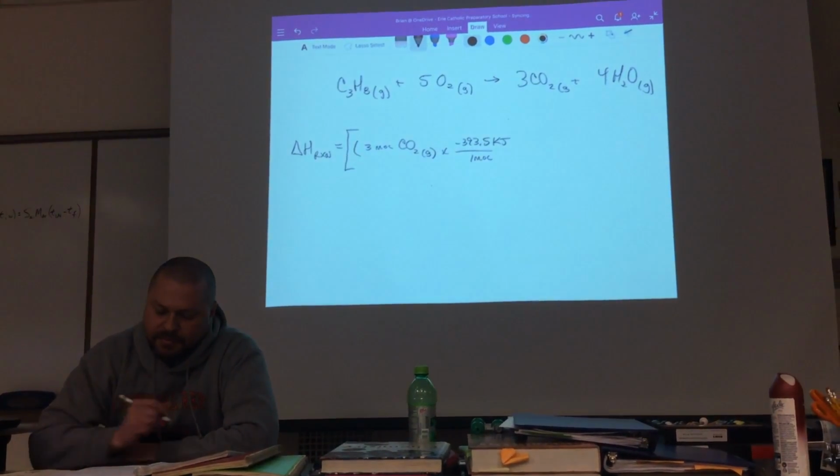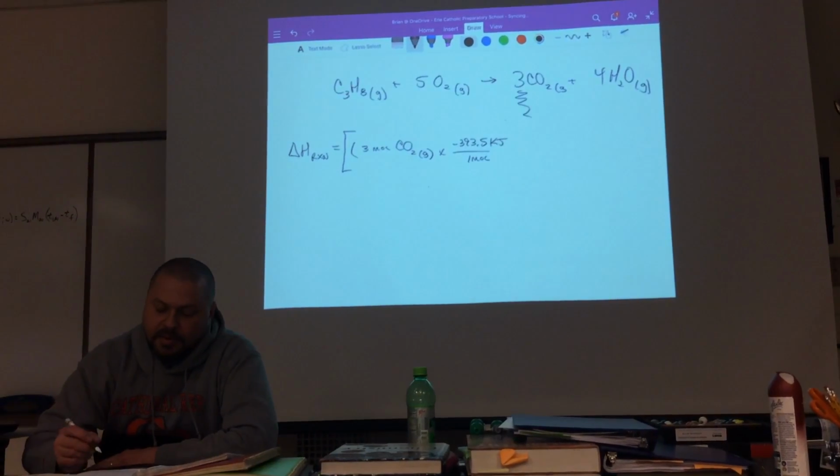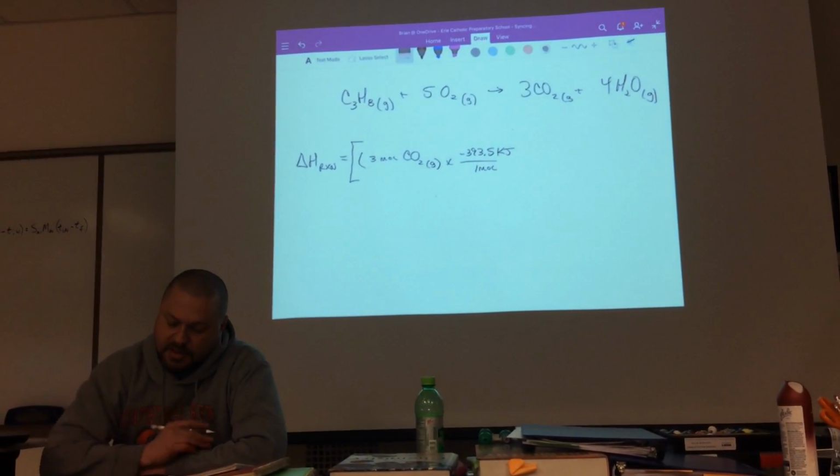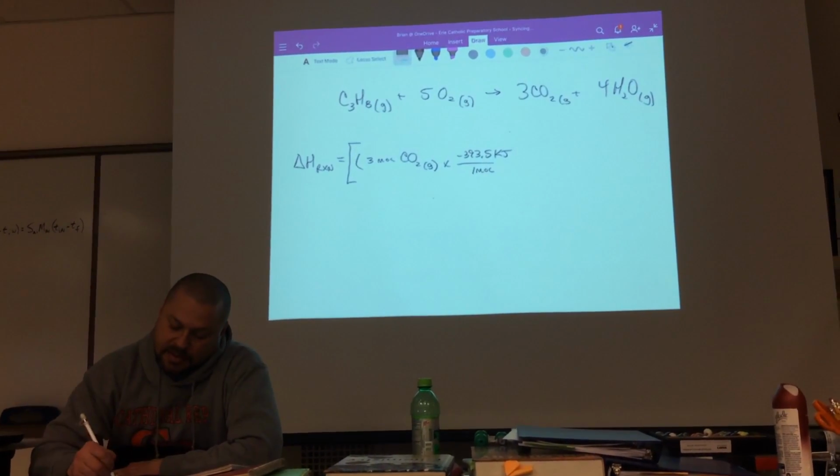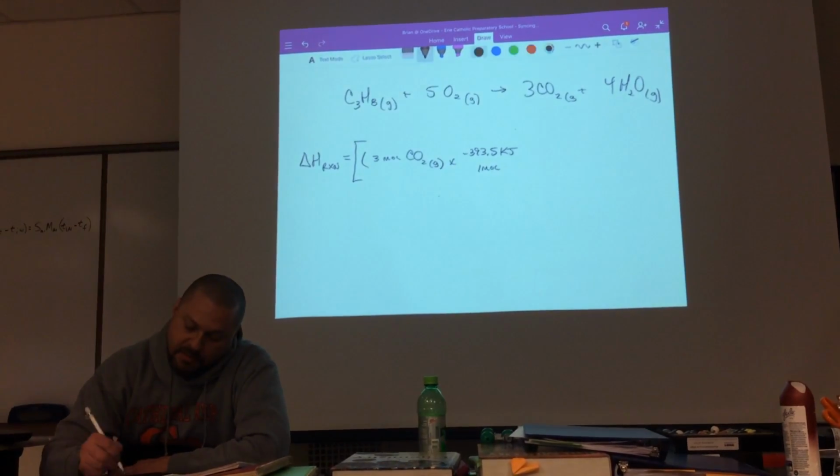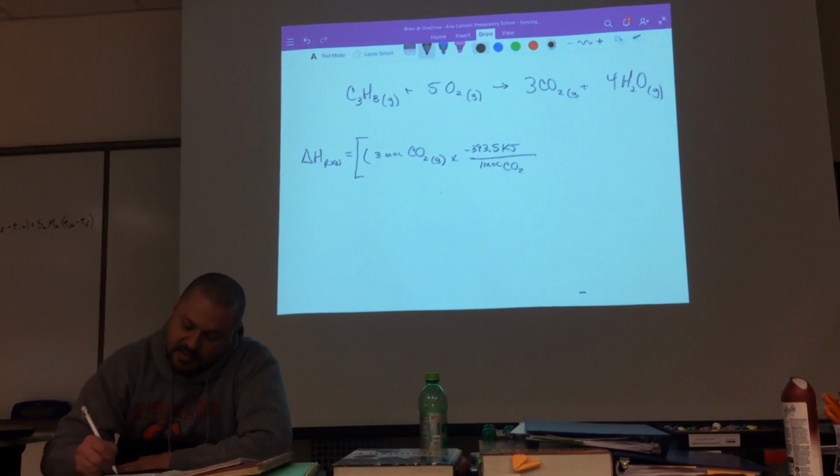Wait, how do we know there are 3 moles of CO2? Oh, never mind. Got it? I was looking at it. No, that's cool. And technically that would be per mole of CO2, I guess, because I want that to cancel away.